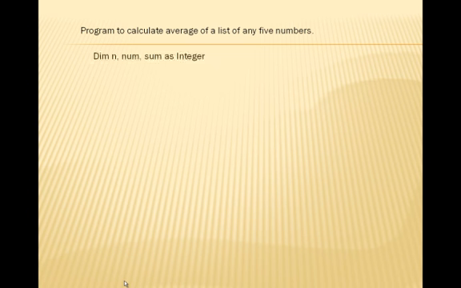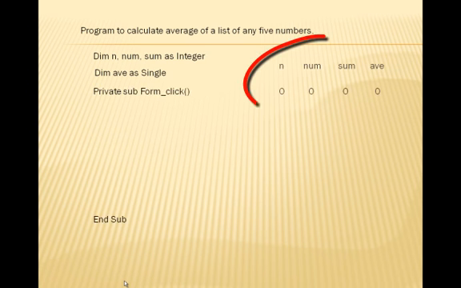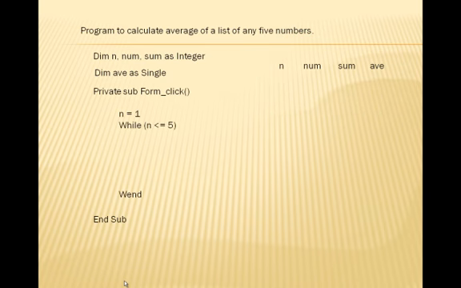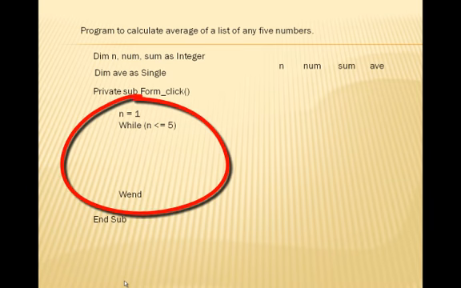We'll be using 3 variables. First, n to control the while loop. Then we will store all the values of the numbers in num, and then we will compute the sum and the average. Initially, all the variables are equal to 0. Then we will apply the while statement. For this example, we'll be using 5 iterations.